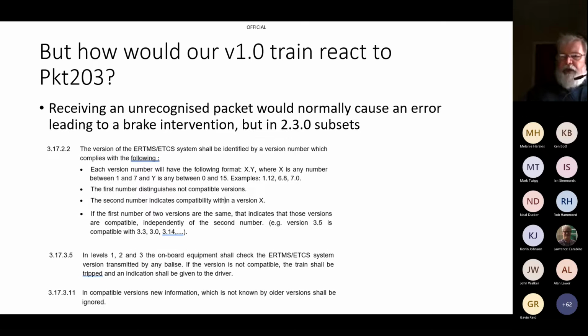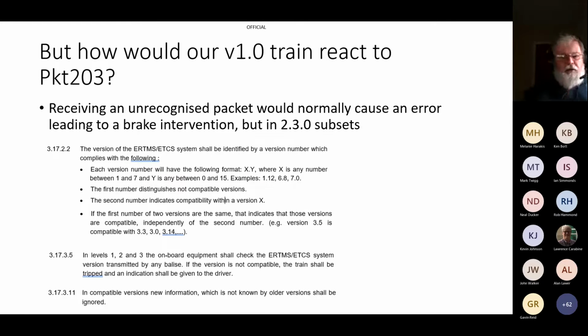It then goes on to say that when a message is received from a Balise group, if the version is not compatible, the train will be tripped, which is reasonable. But if it is compatible, then information which is not known is just ignored. So packet 203 will be ignored by a baseline 2 train.